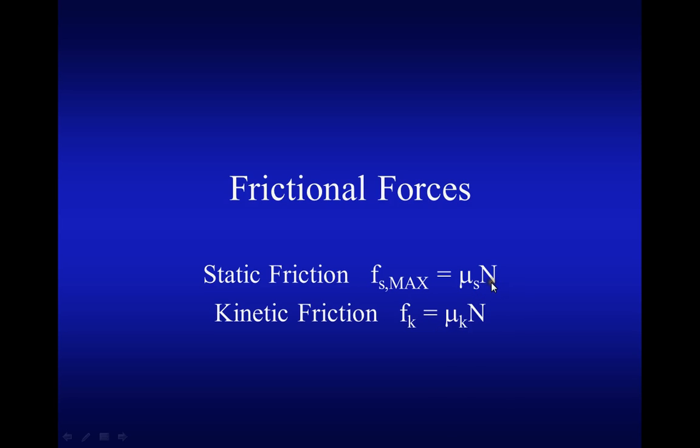So the normal force is equal and opposite to the weight of the table. That's a force that's acting up, and then times the coefficient of static friction gives us the maximum static frictional force. That's how hard you have to push in order to get it to just start moving.